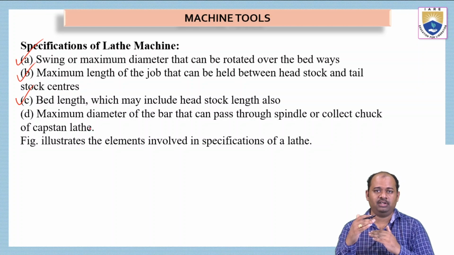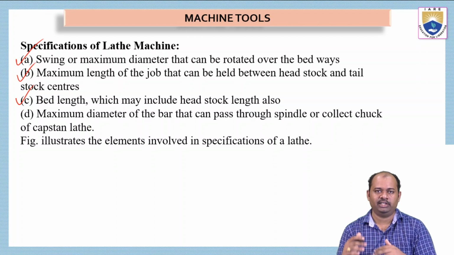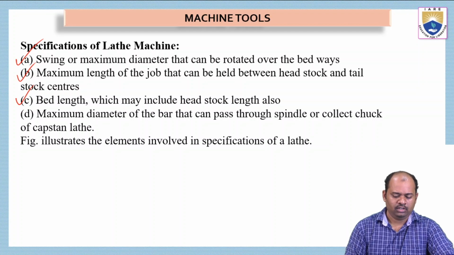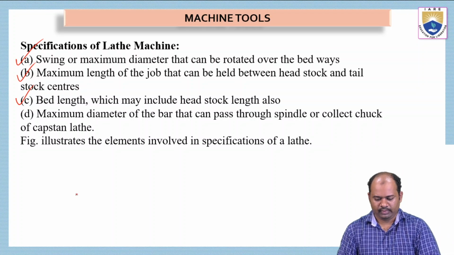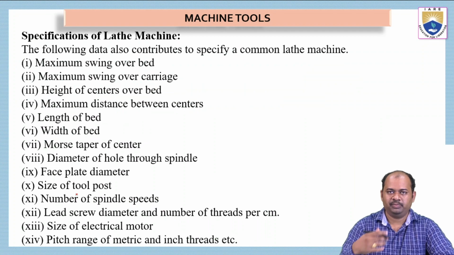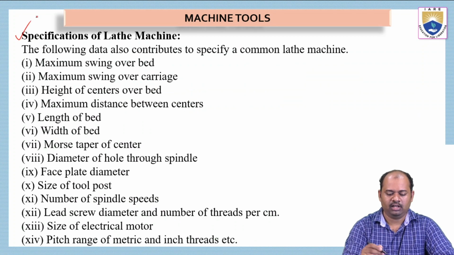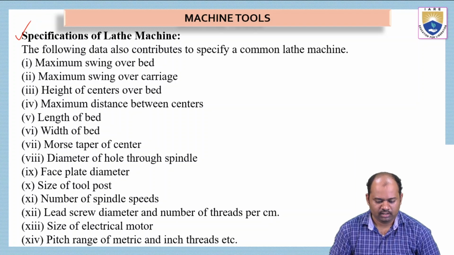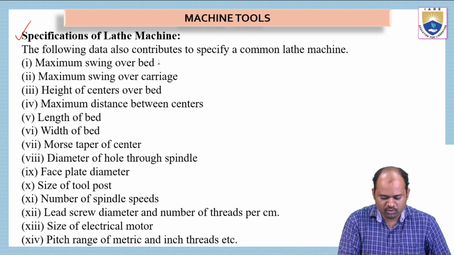So the maximum diameter of the workpiece that can be attached into the headstock is also specified as a lathe specification. Some more specifications related to the lathe machine are, now we have to see each and every lathe specification here. So this is maximum swing over bed.